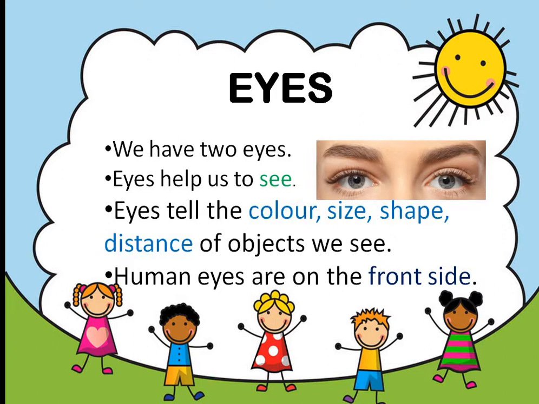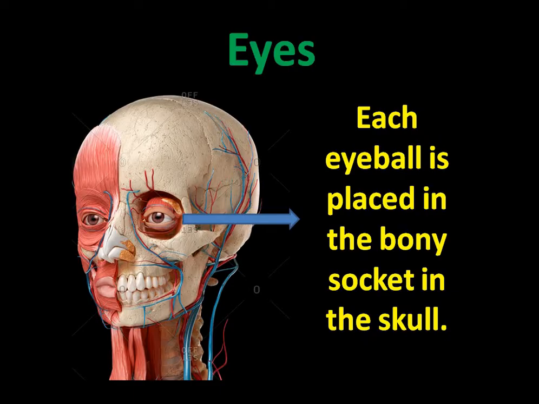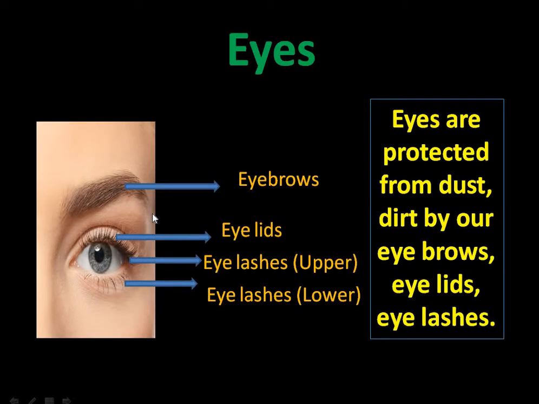Now the human eyes are on the front side of your body. They are not on the side just like birds or animals, right? So they are on the front side. Each eyeball is placed in the bony socket in the skull. Look here, this is your skeleton and your eyeball is placed in this skeleton. Okay, this bone-like structure, in this your eyes are fit in the skull.